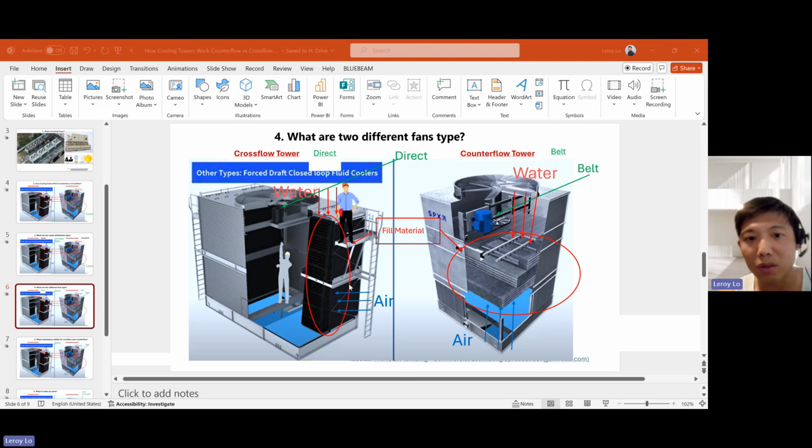There's no belt. It's connected directly to the shaft. The motor can be mounted on the inside or outside depending on the configuration of the cooling towers. As you can see on the right side of the photo, this one here is the belt driven type motors. You can see in green colors for belt driven.